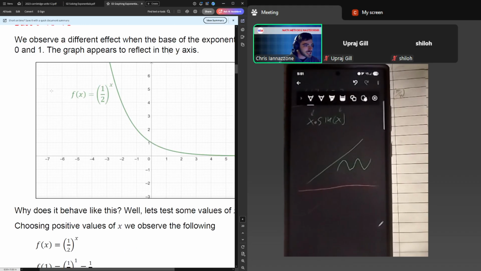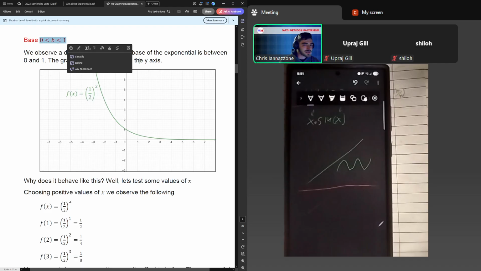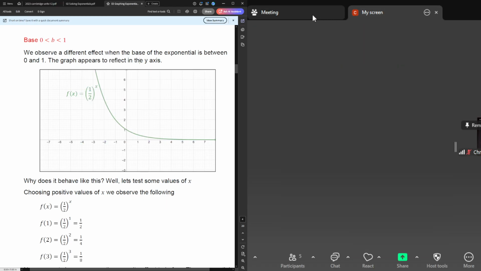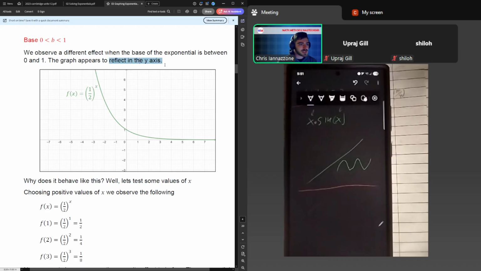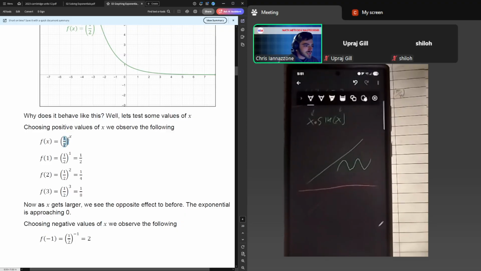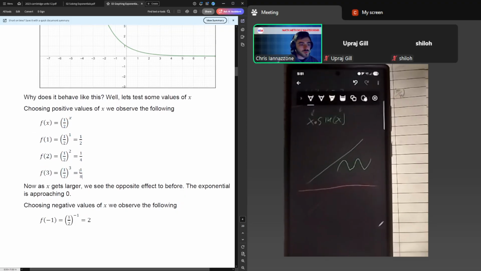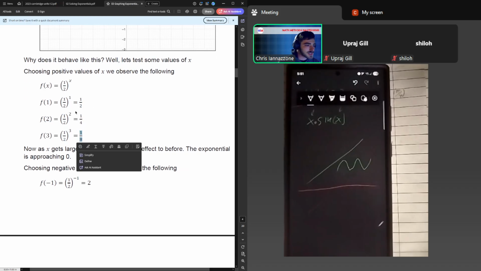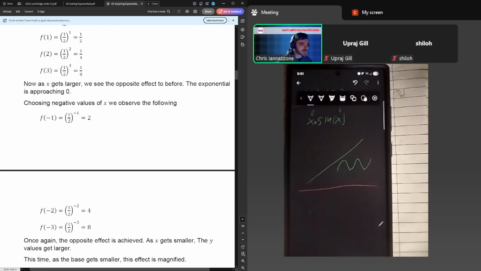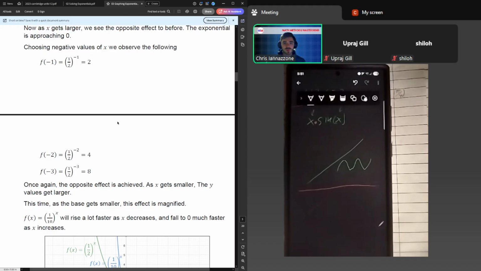The other thing to consider, like I mentioned before, is what happens if your base is between 0 and 1. That's when you start getting reflections that happen in your graph. So specifically, it ends up looking like a reflection in the y-axis, right? So a base of a half looks like the y-axis reflection of a base of 2. And you can again prove or at least observe what's going on by testing some x values. You can see we just get the opposite effect, where the positive x values are going closer to 0, but the negative x values are making bigger and bigger y values.